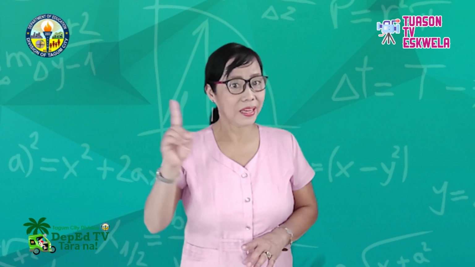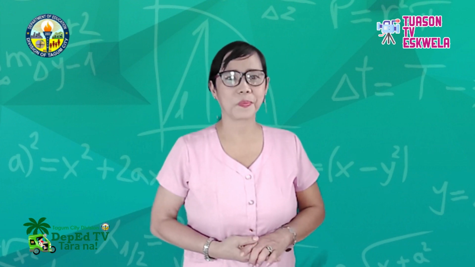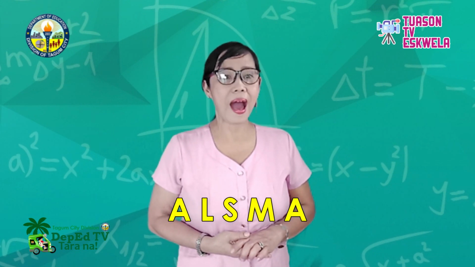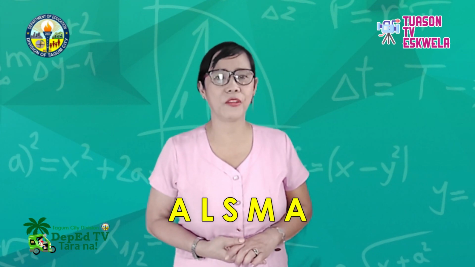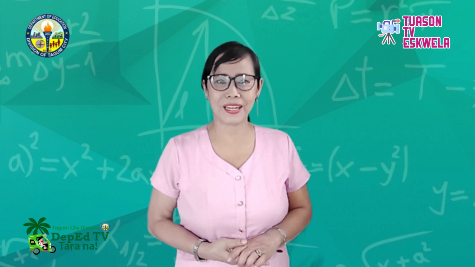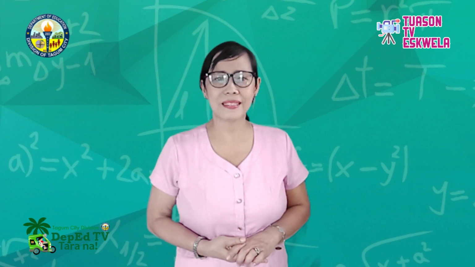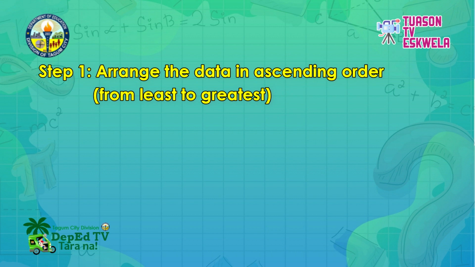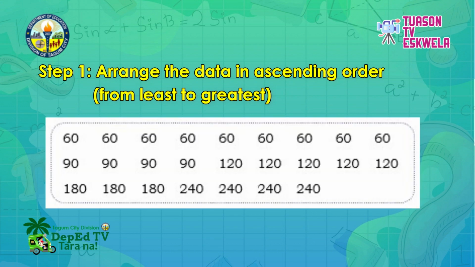How to do it? Here is the solution. Again and again, it's up to you to use the acronym ALSMA as your guide for solution to this problem. Okay, here we go. Let's take step number 1. A. Arrange the data in the descending order, meaning from least to greatest value. So, this is now the arranged value.